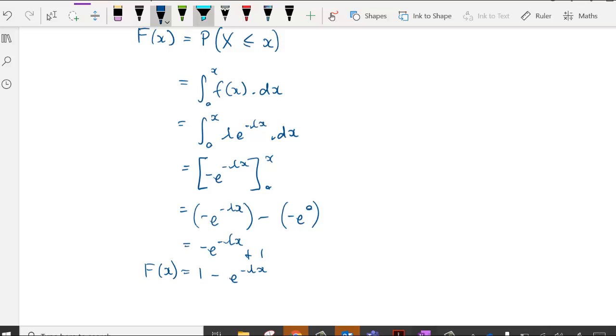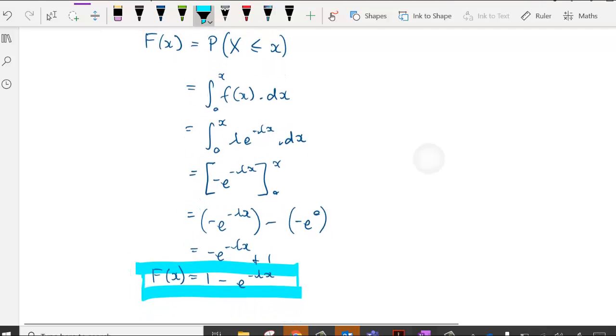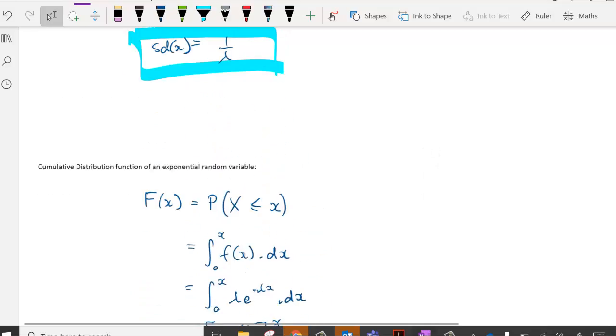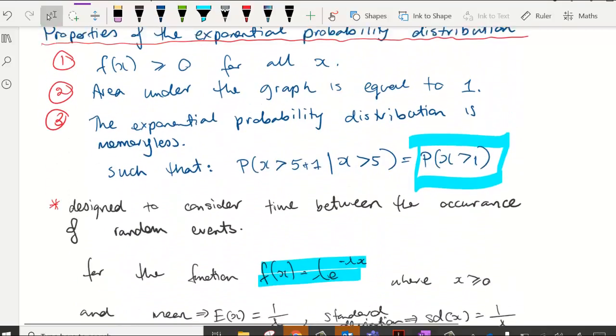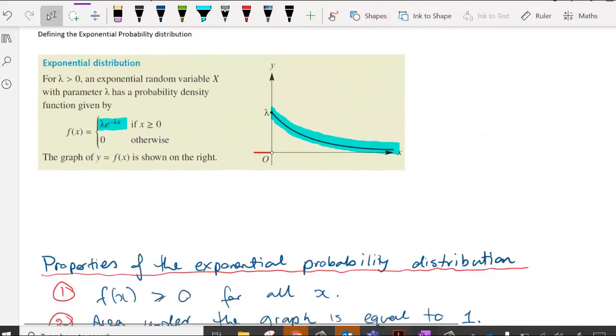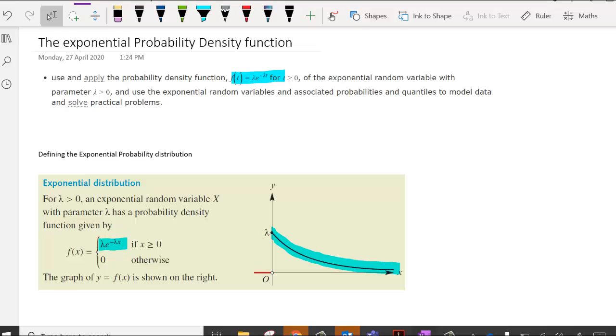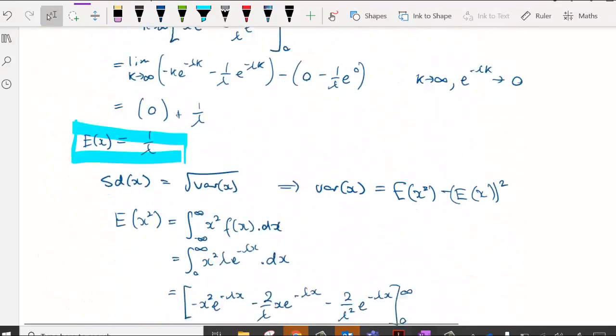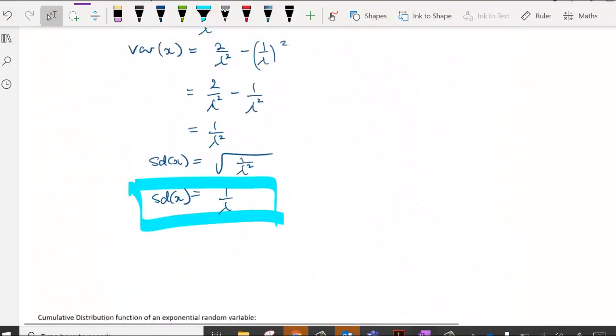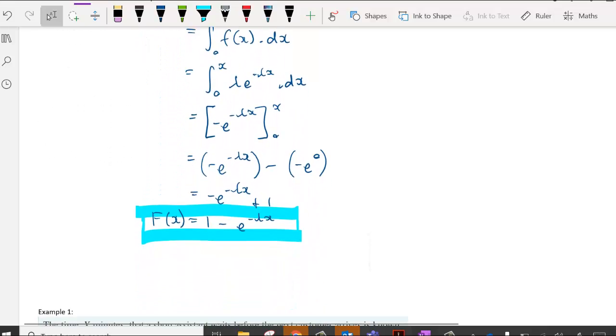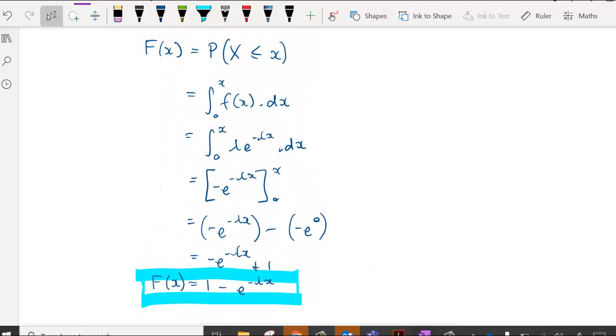F of x will always be 1 take e to the negative lambda x. Now I should have clarified this earlier, but the truth of the matter is that the rule for the exponential probability distribution function is not on the formula sheet, which means that you need to know it well enough to be able to recall. So obviously you can remember the function, but also you want to be able to remember this cumulative function because it makes everything much easier.